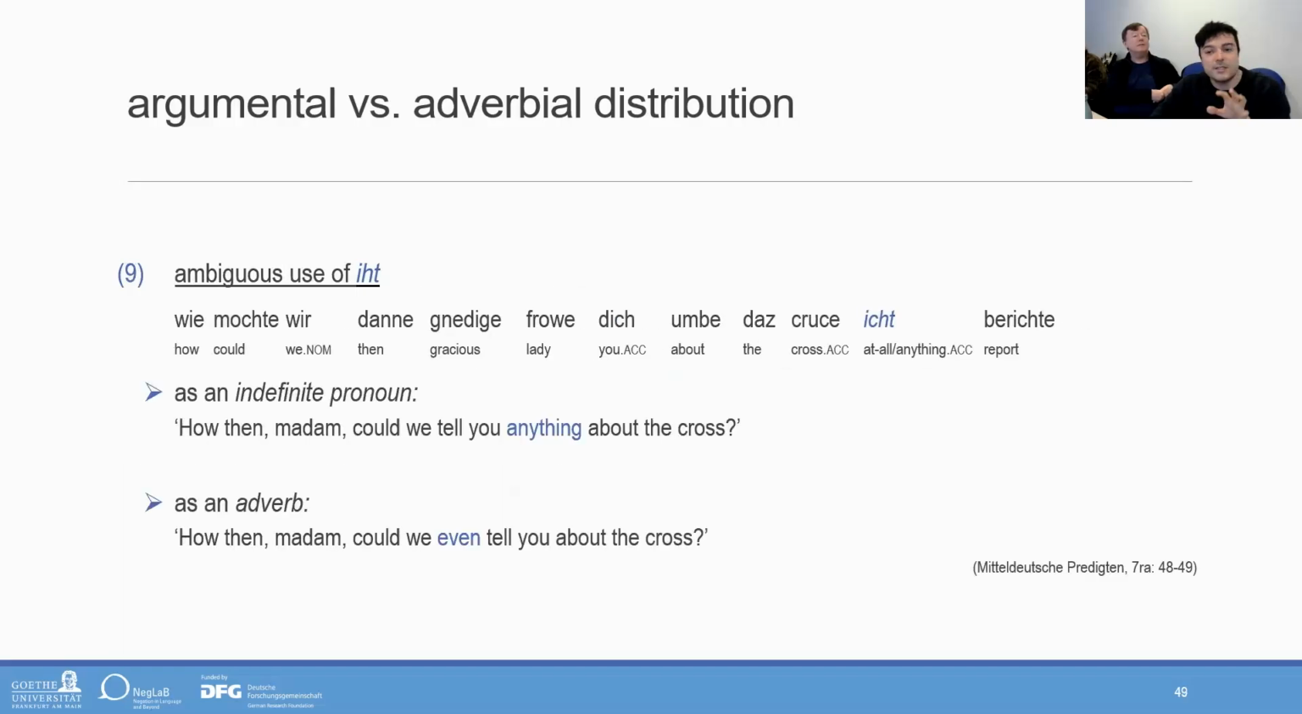But it was also used in some contexts with an ambiguous function, where it could be interpreted both as an argument or as an adverb. Like if you take this example, wie mochten wir dann, gnädige Frau, dich das Kreuz ich berichten? It could be interpreted as an indefinite, like how then, madam, could we tell you anything about the cross? Or as an adverb, how then, madam, could we even tell you about the cross? So both of the interpretations were possible in this case. So it's used ambiguously between argument and adverb.